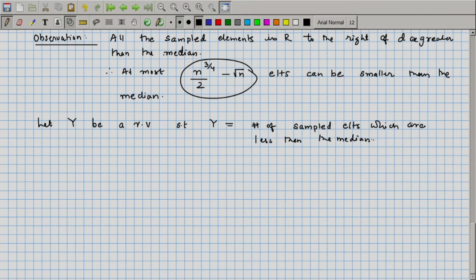We know that the expected value of y should be approximately n^(3/4)/2. I am writing approximately because I do not want to bother about even and odd. When you randomly sample an element, the probability that it is less than the median is half, and greater than the median is also half, approximately. There is a half plus 1/n depending upon whether you include the median or not, but we can say that it is approximately 1/2. So, the expected value of y is going to be n^(3/4)/2.